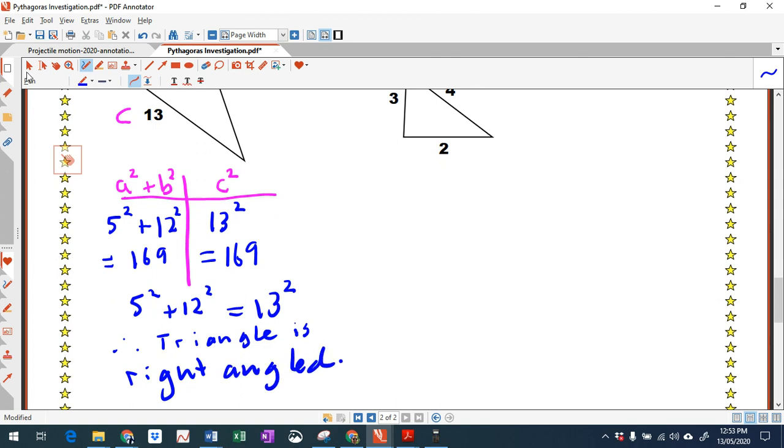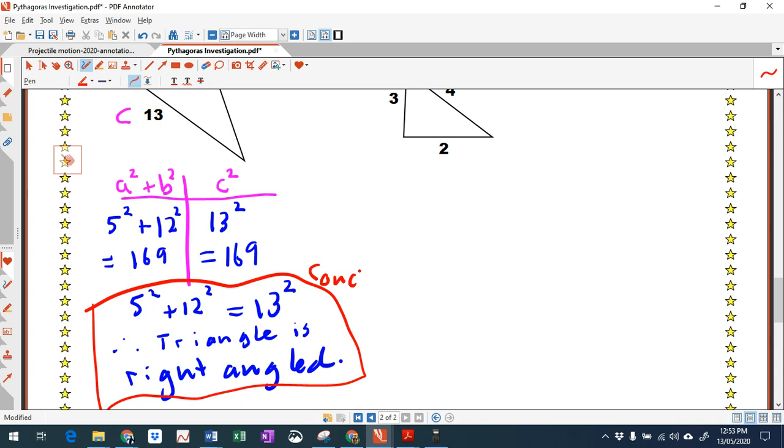Okay, so this bit here, the end bit, is called our conclusion. Every time you do a question like this, this is our little conclusion. And this is our table. So you've got to draw a table, and then you've got to check to see if a squared plus b squared is equal to c squared. If it is, you write this down. So you need a table and a conclusion for each part of your setting out in these questions.